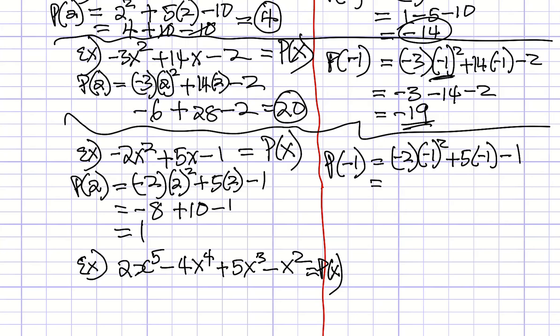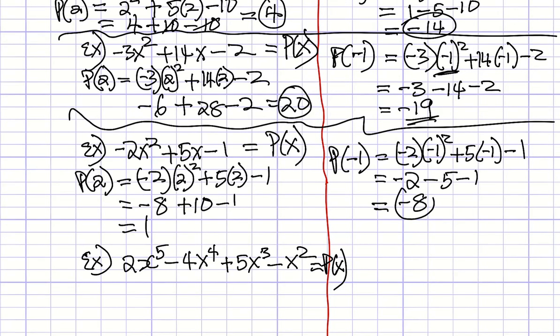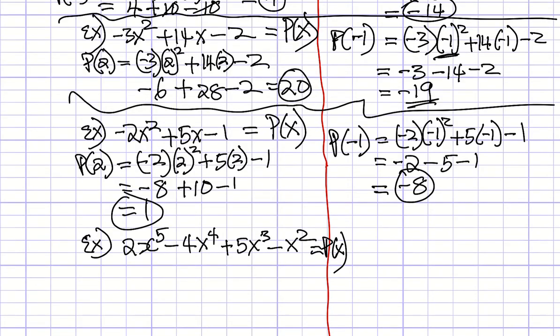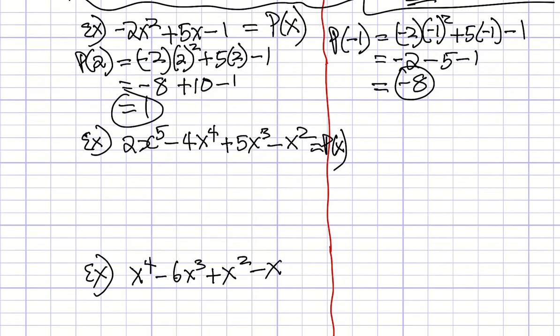Negative 1 times negative 1 becomes positive, but it changes nothing because the other one is negative. So negative 5, negative 1. See that? They're all negative, man. So that's negative 8. Okay, so that's what we got there. We got 1 and negative 8. Okay, so we'll move on to the next one.